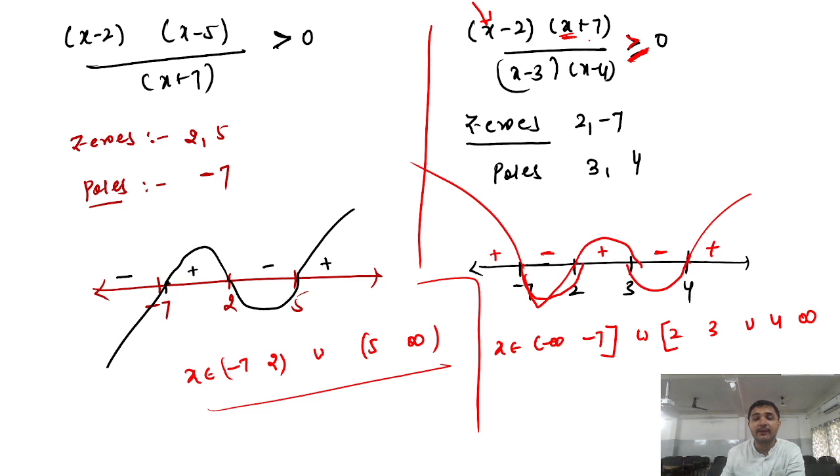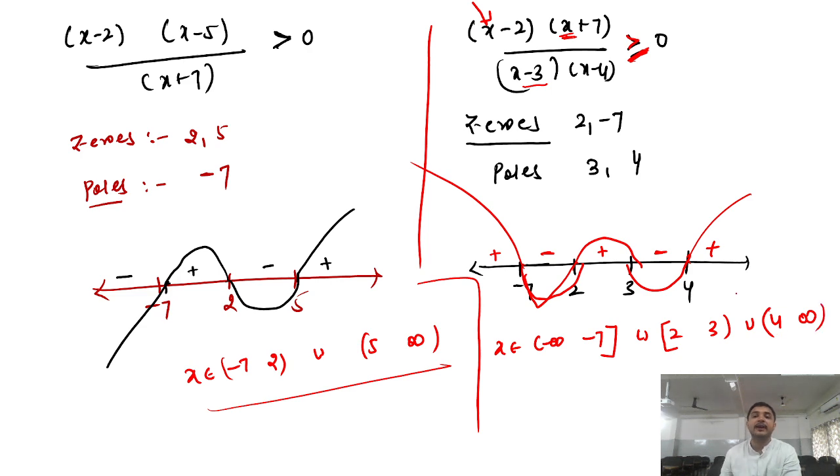But sir, if I take 3 in the answer, the denominator will become 0. So something divided by 0 is not defined, right? That is not equal to 0. It is not defined, right? That means we cannot take x as 3, and also we cannot take x as 4.